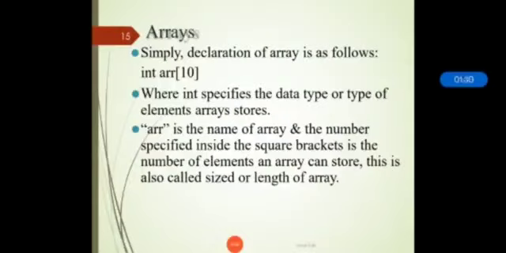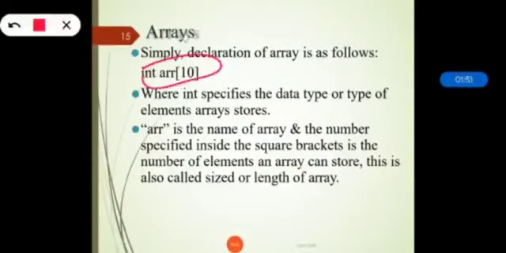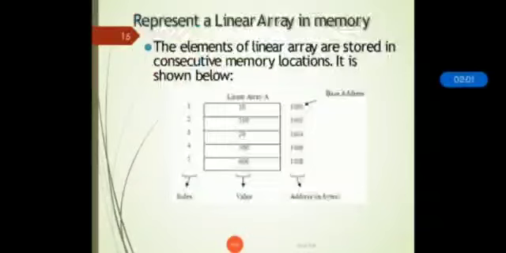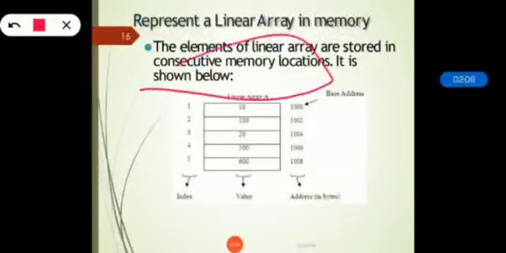So ARR is nothing but the name of the array, and the number specified inside the square brackets is the number of elements the array can store. This is also called the size or length of that particular array. Now how can we represent a linear array in memory? The elements of a linear array are stored in consecutive memory locations.